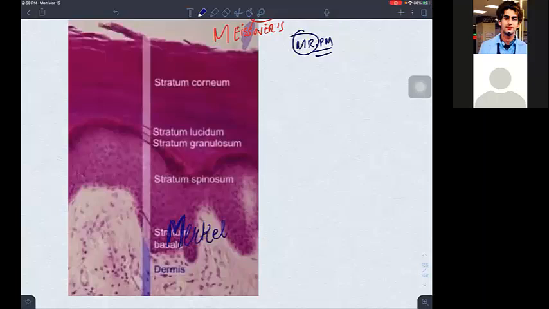Then we go to melanocyte. Melanocyte is also present here. So melanocyte, basal layer. Okay. Isn't it easy? Melanocyte, Merkel. This is how we remember.